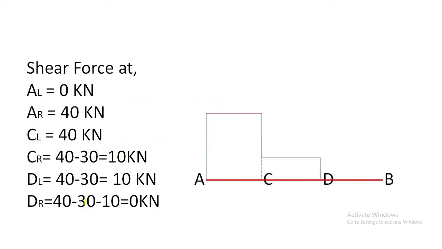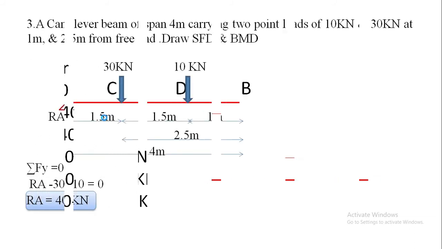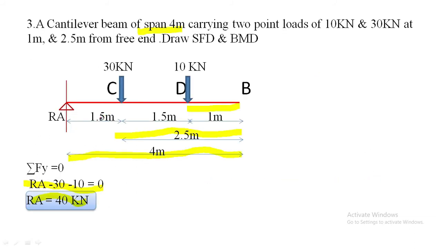Second, the values of the shear force. The first value, A of left, is 0. Second, A of right is equal to 40 kilonewton. This means the first section line, A of left, is drawn left of the A. Look left of that section line, the value is 0. Now this section line is drawn right of the A, which means you should draw it here.